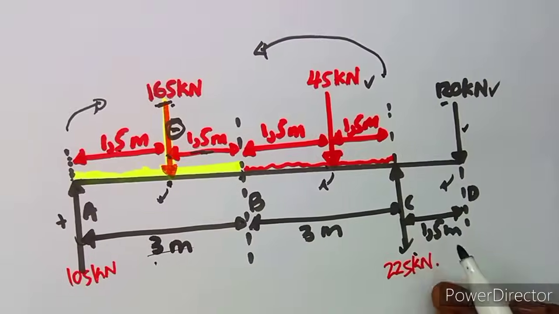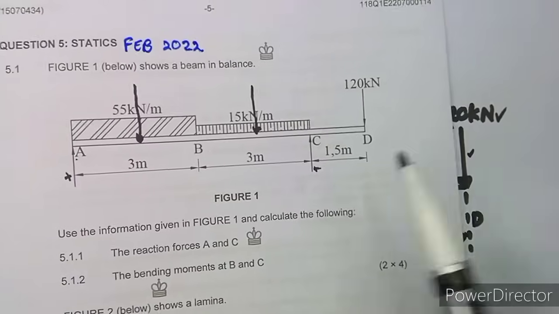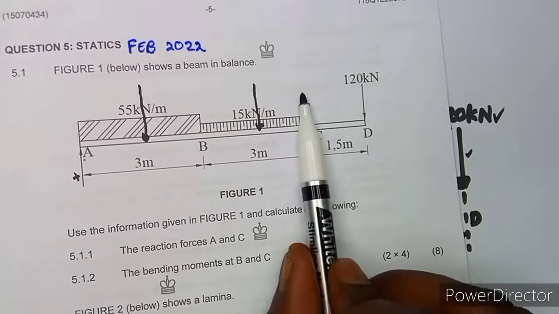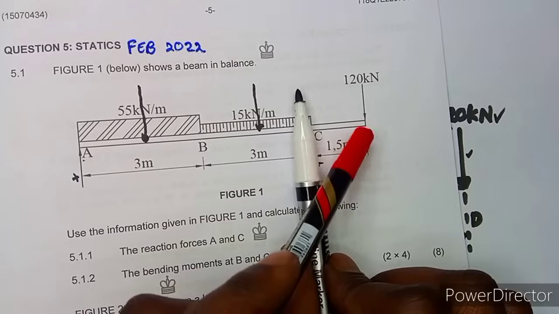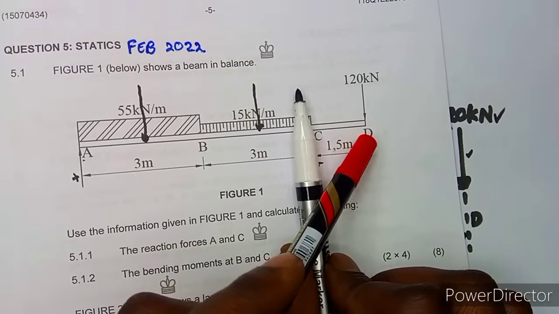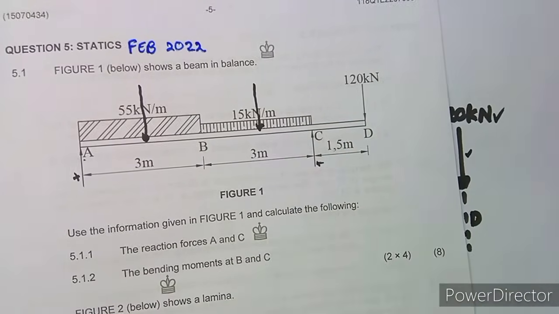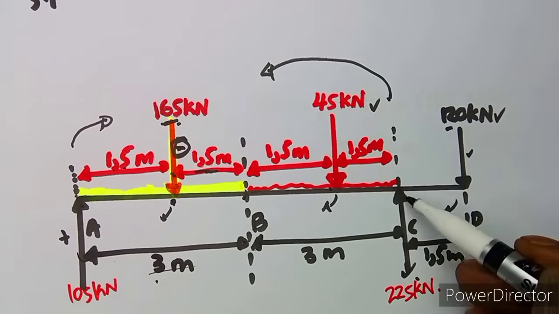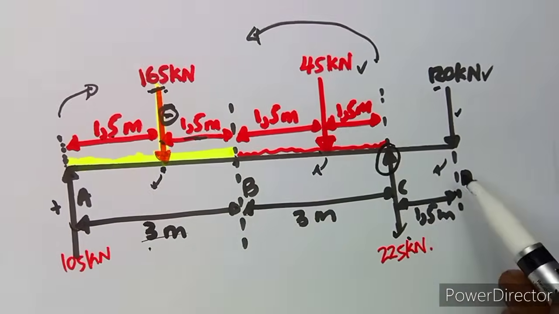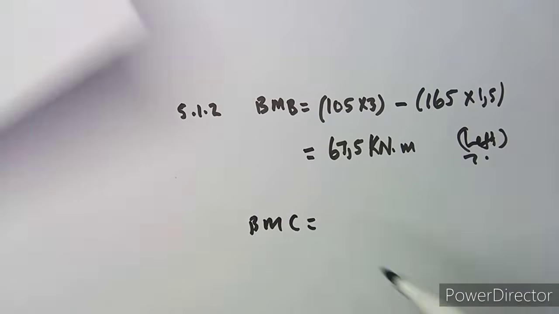Then what about at C? Because we also need the bending moment at C. So just cross-checking at the point C, guys. It's going to be easier for us to work with this, because here we just have this part that is on the right side. We can just work with 120, which is easier for us. So working with C, we are going to have this bending moment at C.